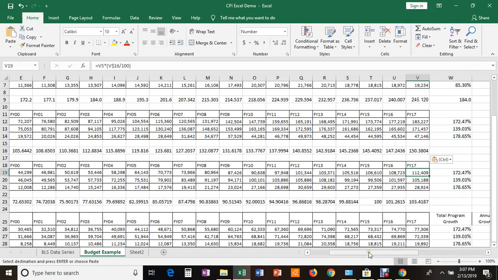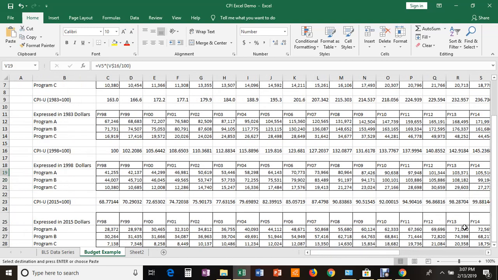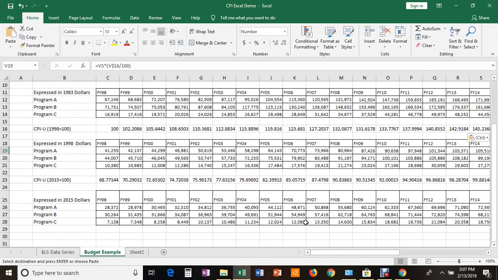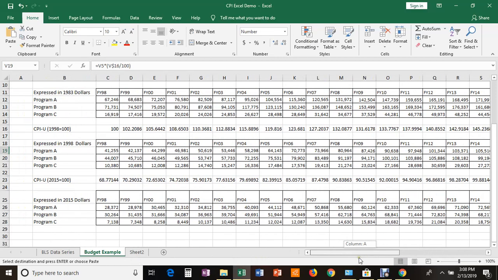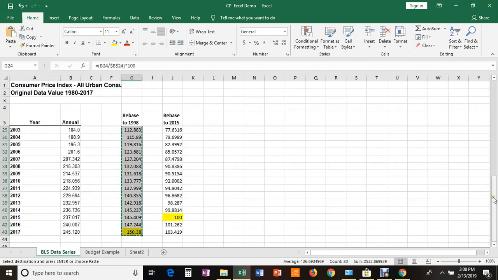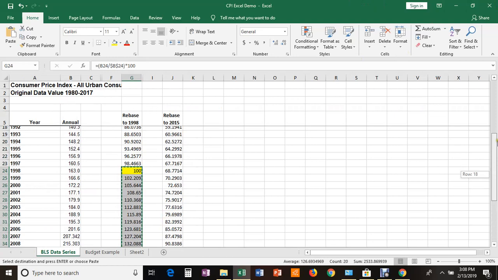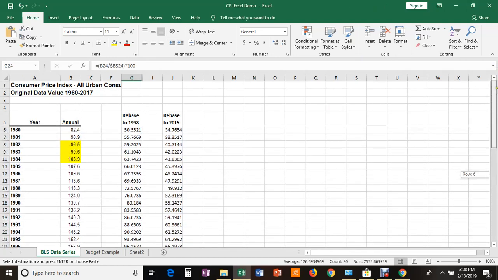So the last thing I did was I said, okay, I'm working on my budget and I want to know what those dollars are in really current years. So I said I was working on my budget for about 2017, a couple years ago. But I wanted to know what the dollar numbers would be expressed in 2015 dollars, because that seemed like a fairly close year, and that would give me an idea of how much the program costs. So again, here I rebase my CPI, for which the base is 1983 approximately, to 2015.